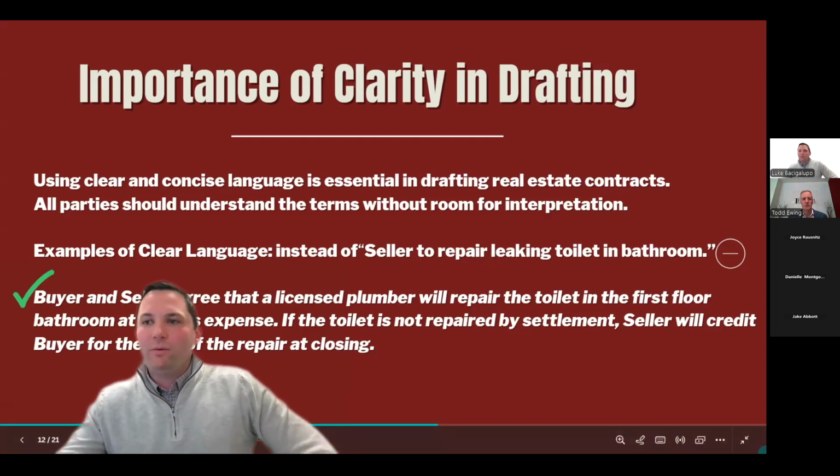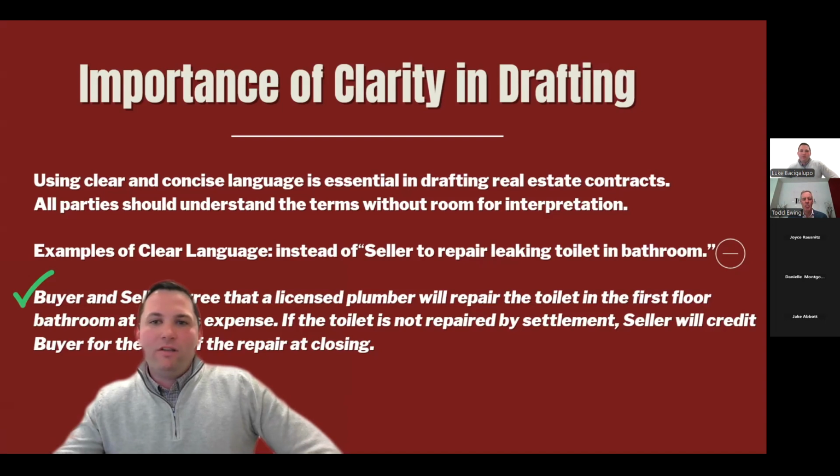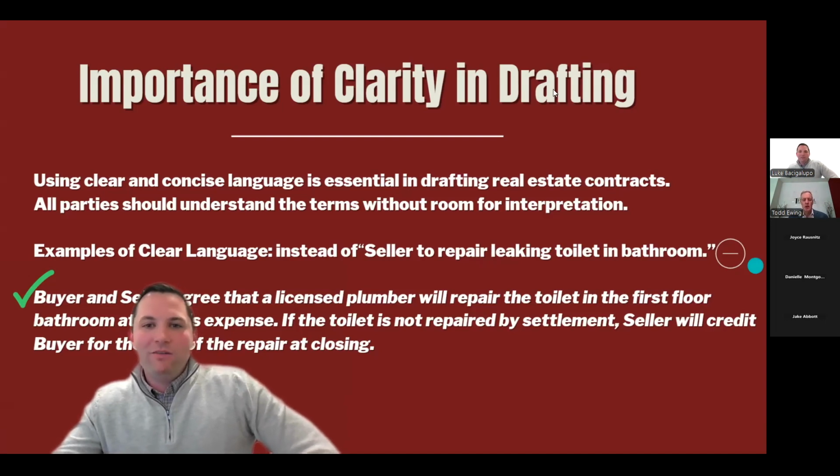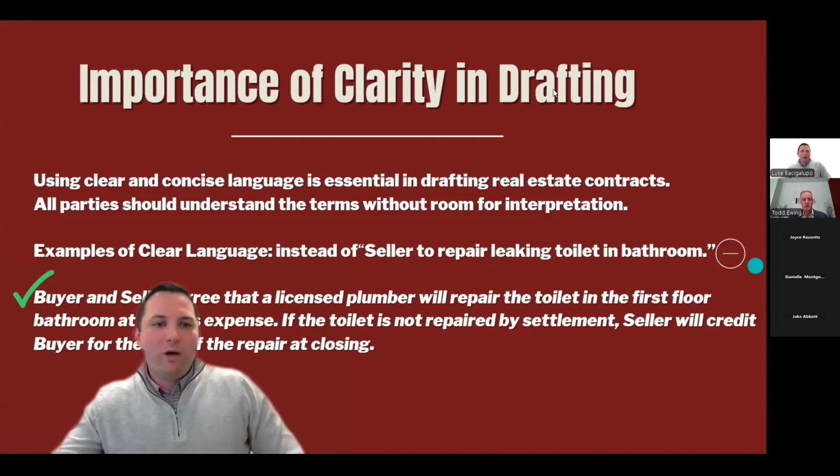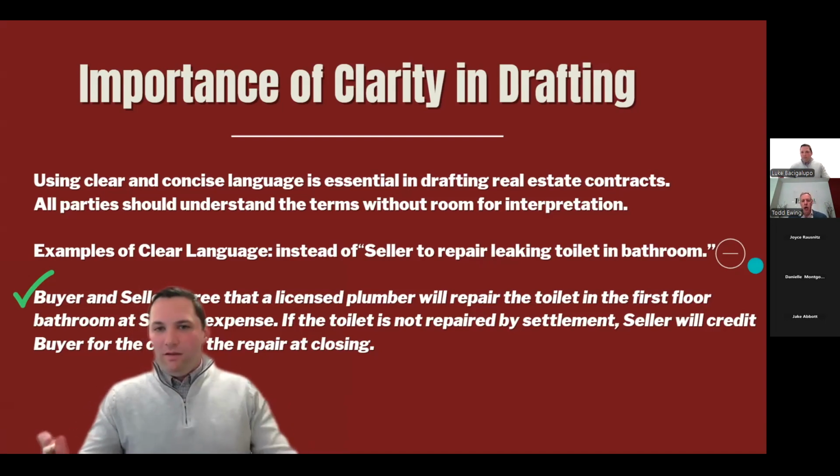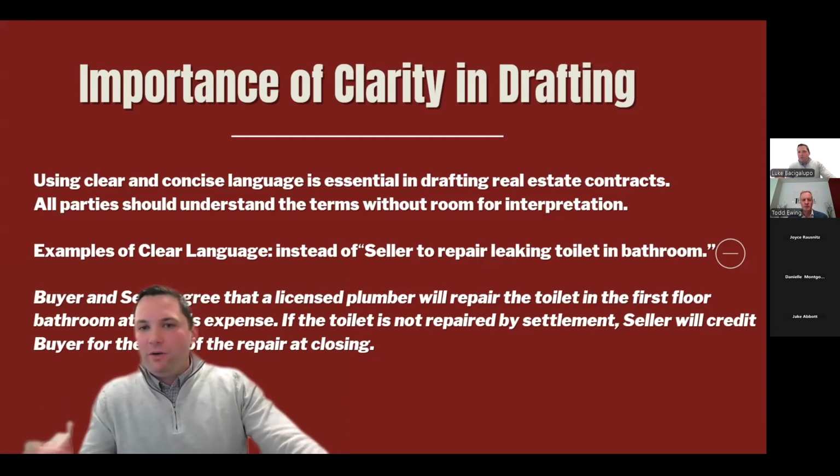So the better wording for what you're trying to say there would be something to the effect of what I've written. So, buyer and seller agree that a licensed plumber will repair the toilet in the first floor bathroom at seller's expense. If the toilet is not repaired by settlement, seller will credit the buyer for the cost of the repair at closing. So you really need to make that clear.